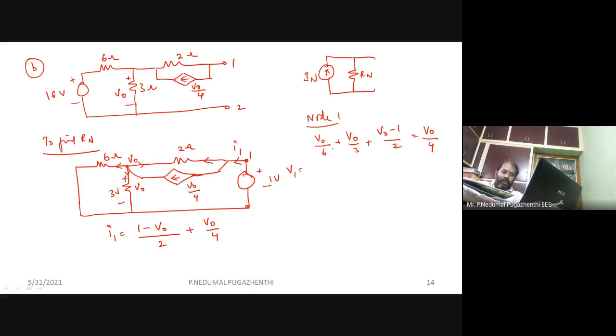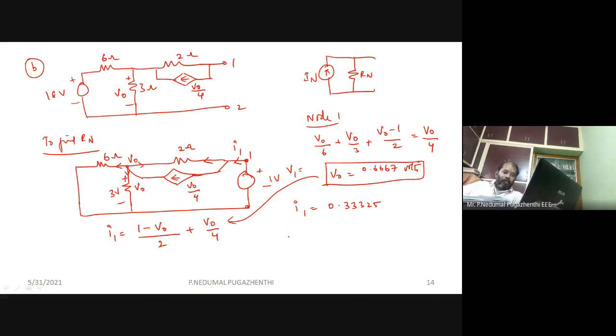If I solve for this, I will get V0 is equal to 0.6667 volts. If I substitute this V0 in the equation for I1, I will get I1 is equal to 0.33325.